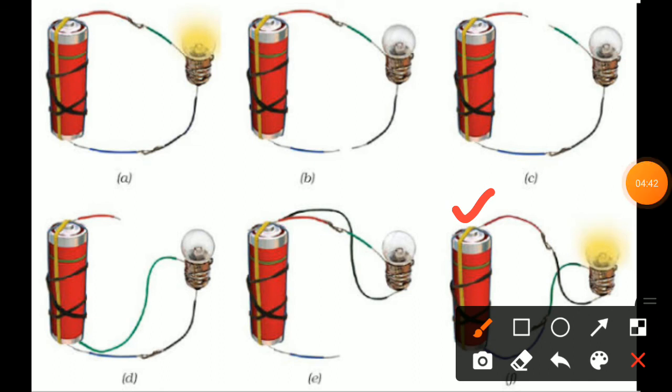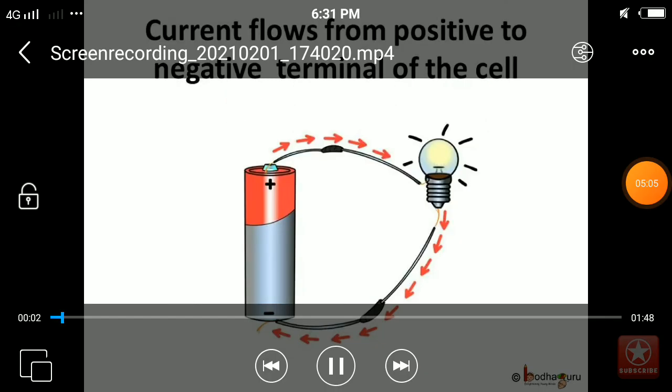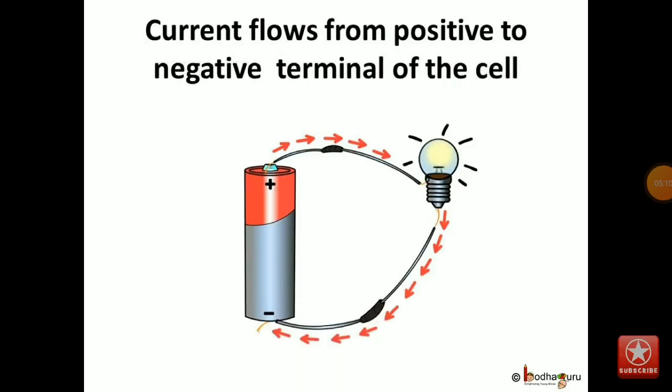So with this experiment, we find out that only when the two terminals of the electric cell are connected to the two terminals of the bulb, will the bulb glow. Such an arrangement is an example of an electric circuit. The electric circuit provides a complete path for electricity to pass between the two terminals of the electric cell.